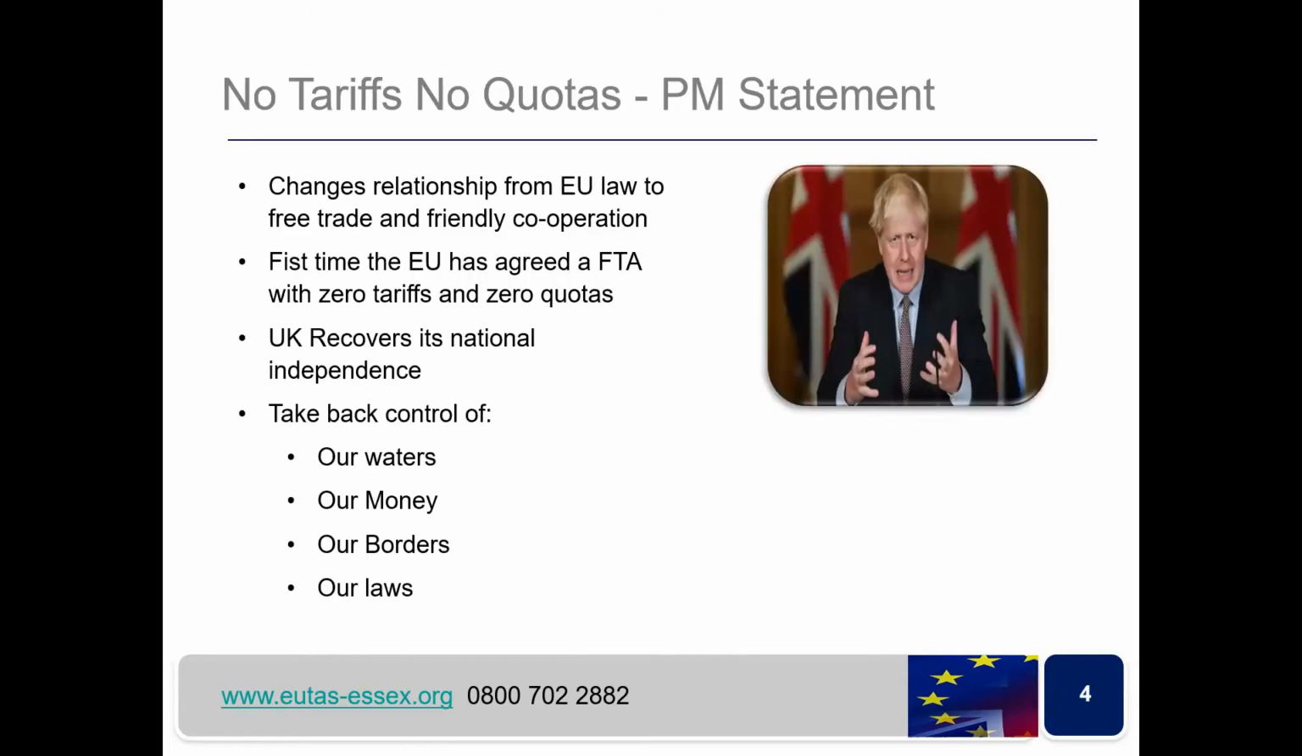So the FCA Bias tells us that it changed the relationship from EU law to free trade and friendly cooperation. It's the first time the EU has agreed a free trade agreement with any trading partner that has got zero tariffs and zero quotas. And it allows the UK to recover its national independence, taking back control of our waters, our money, our borders, and our laws.